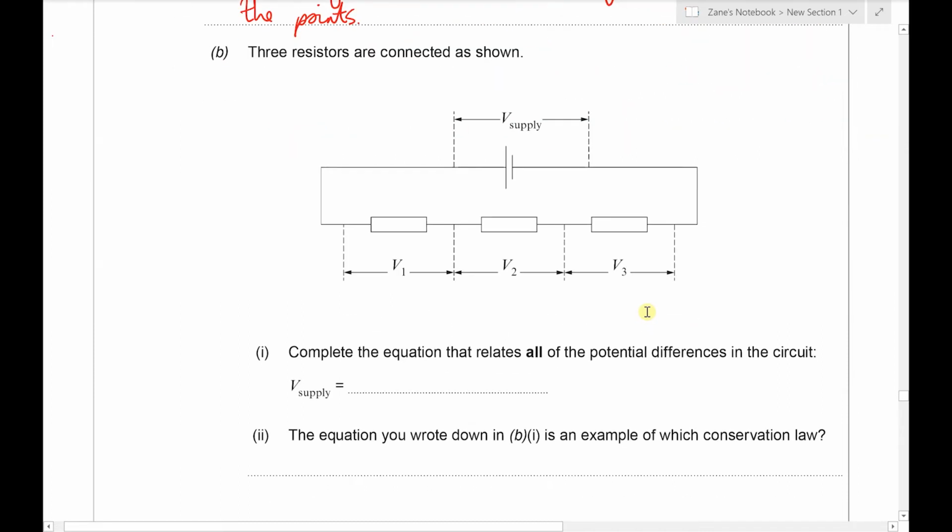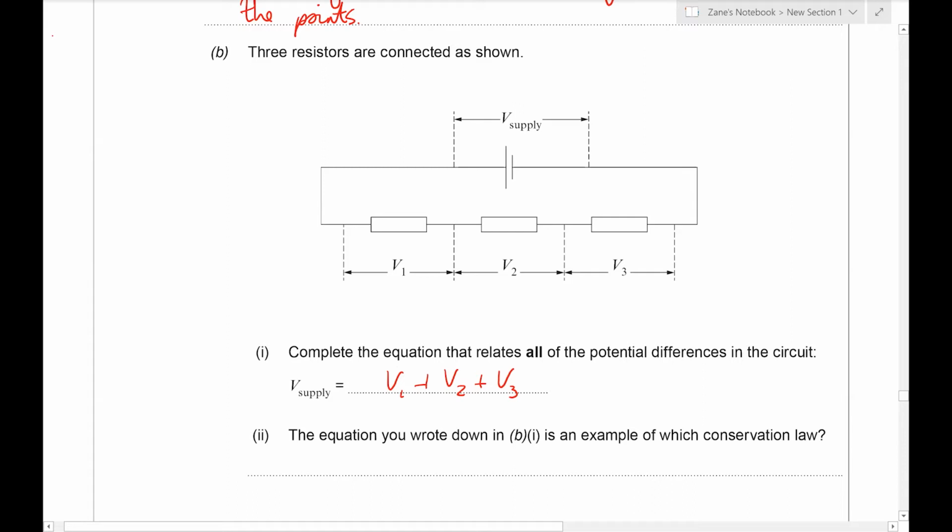Next, we've got 3 resistors connected in series. They have PDs across them, V1, V2, V3, and the supply has a PD across it, V supply. So all we're going to do here is complete the equation that relates all of those potential differences, and that's simply that V1 plus V2 plus V3, when added together, give V supply.